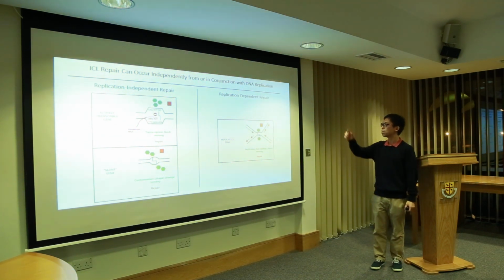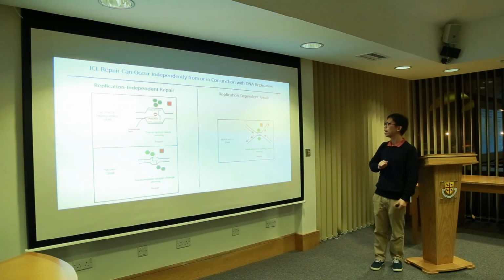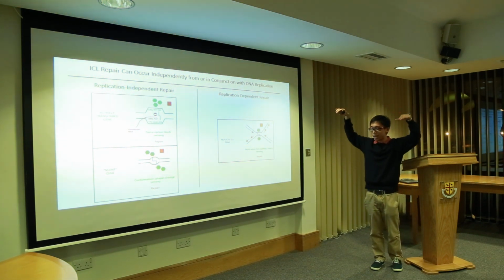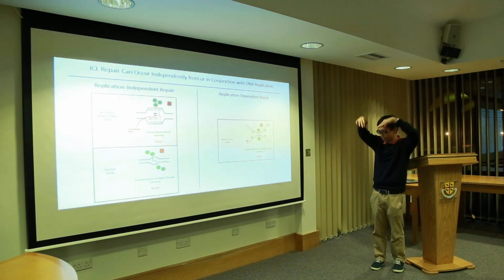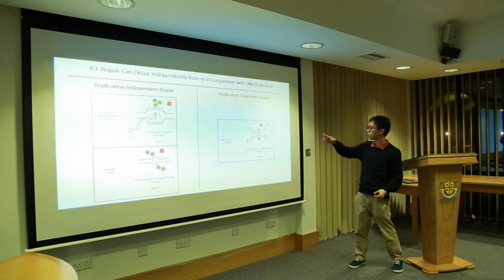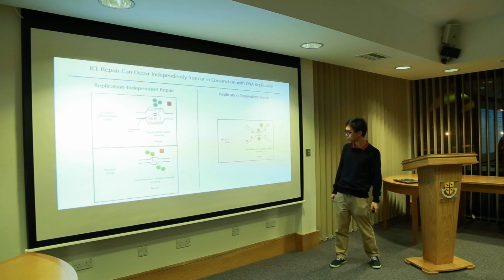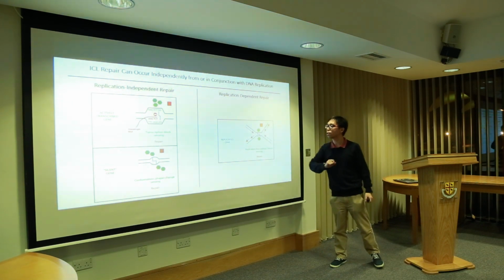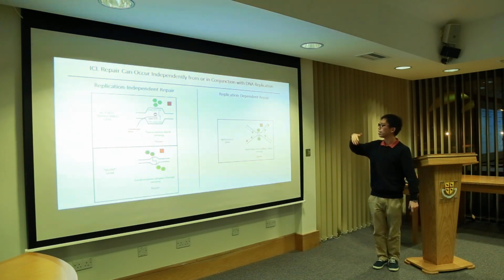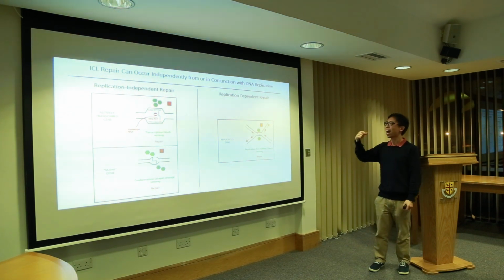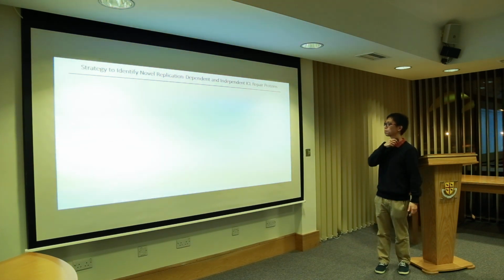The second strategy is replication-dependent repair, which is when the DNA replicates, like synthesizing new strands for its children, the presence of ICL blocks that. And then the cell again can detect this, and it results in repair.